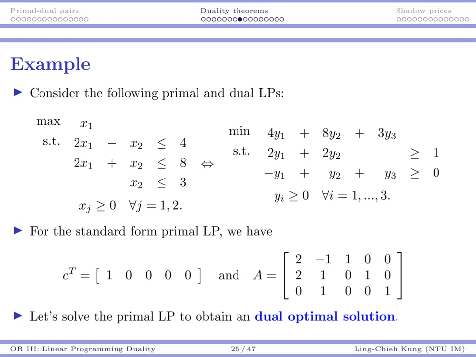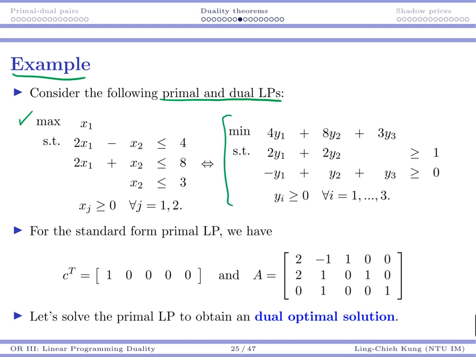So that was too many theorems. Maybe we need to have an example to illustrate the ideas. So let's consider the following primal and dual pairs. I want to maximize x1 subject to the fact that 2x1 minus x2 must be less than or equal to 4, 2x1 plus x2 must be less than or equal to 8, and x2 must be less than or equal to 3. So given this, now I'm going to consider its dual.